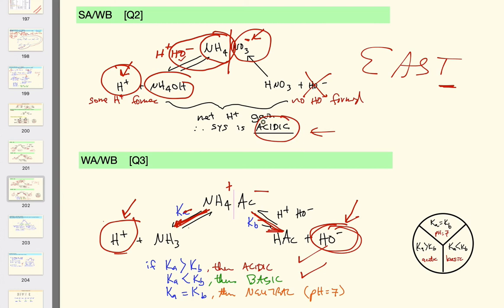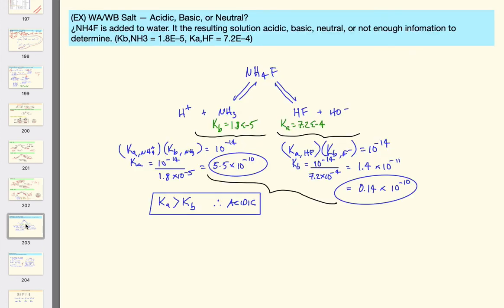Because you know the general range that that's supposed to be. Okay, so those are kind of general rules of thumb. So let's see what a problem might look like. Ammonium fluoride is added to water. Okay, so what do I recognize this as?